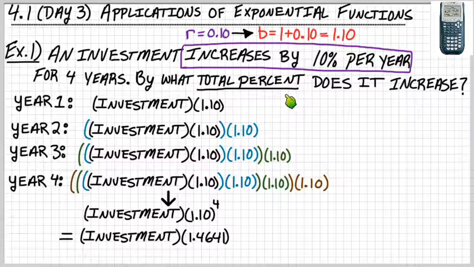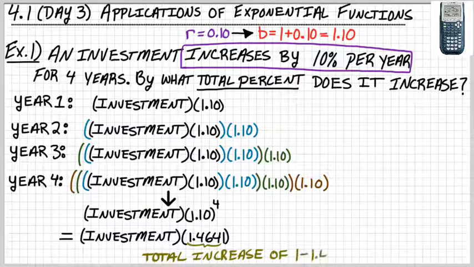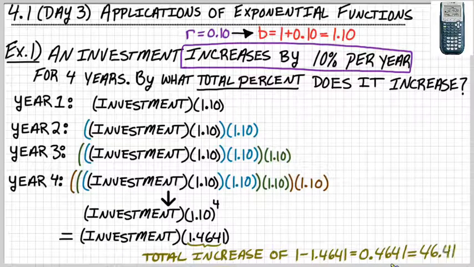So let's answer the question, what was the total percent increase on this investment? Well, let's compare it to 1. So the total increase, if you compare it to 1, what's left over? 0.4641. In other words, 46.41% was our total increase.